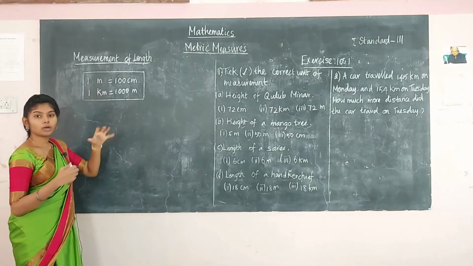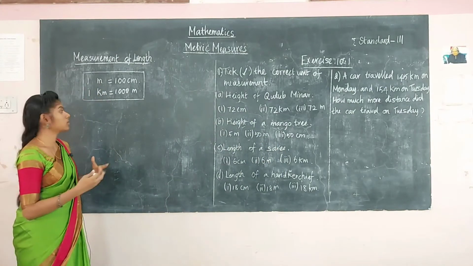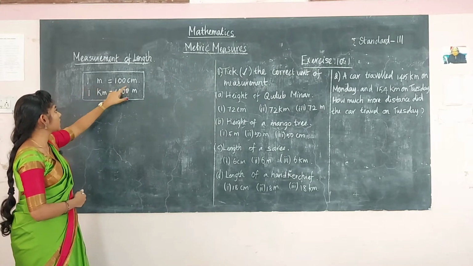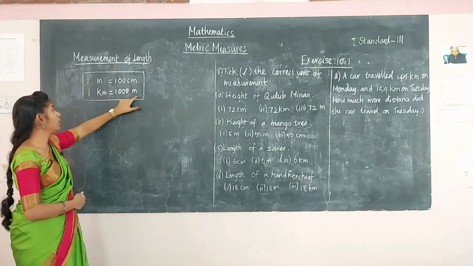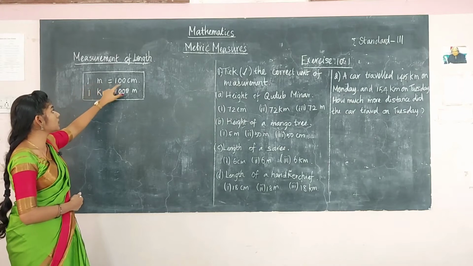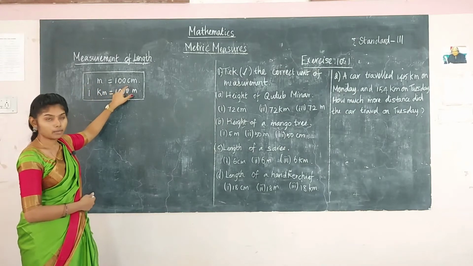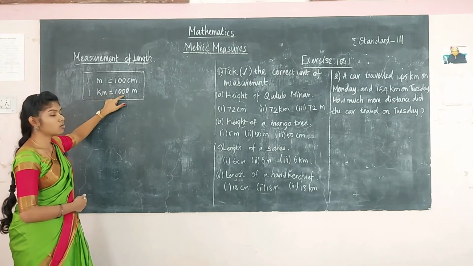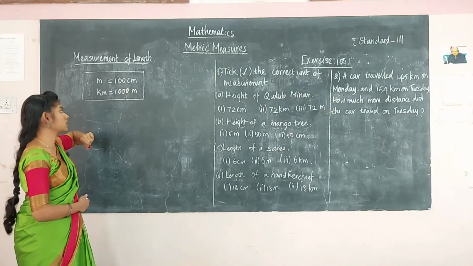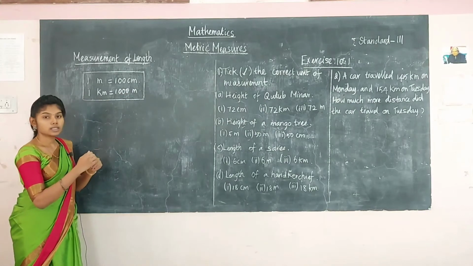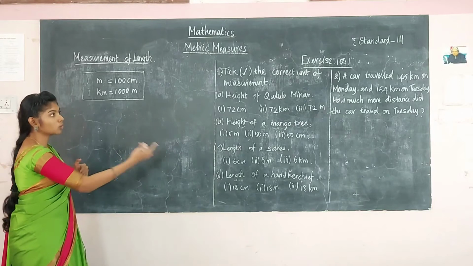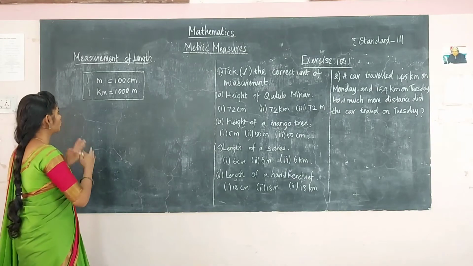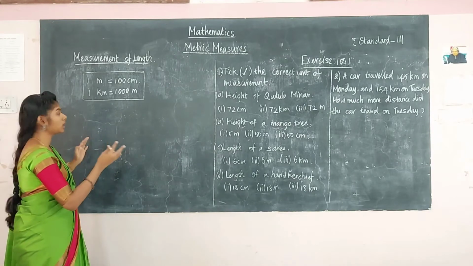So here you will come across meter, centimeter and kilometers. The relation between meter and centimeter, and kilometer and meter, is given. First, 1 meter is equal to 100 centimeter and 1 kilometer is equal to 1000 meter. So first of all we shall see something and then we can enter into exercise problem 10.1. So about the relation of meter and centimeter.